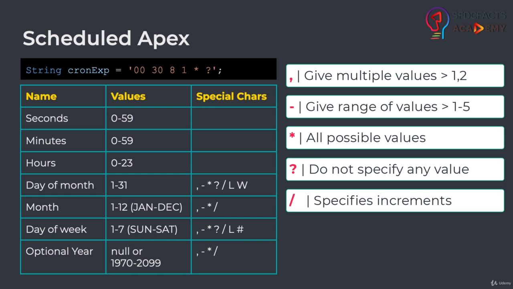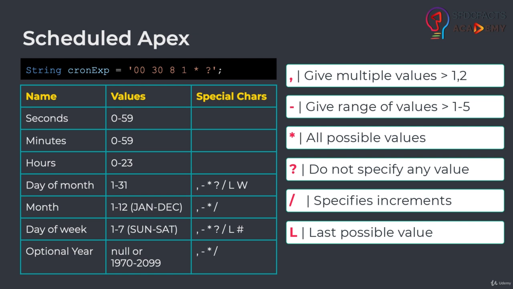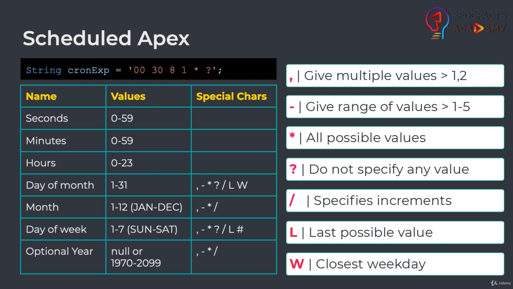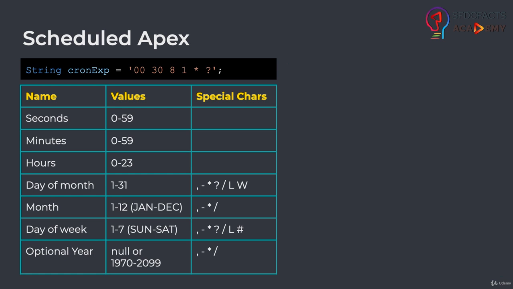There are two more special characters called L and W. The L means the last possible value. So in case of day of month, it will be the last day of the month. And W means the closest weekday. So let's say you run this job on the 2nd of every month, and if the 2nd falls on a weekend, then this job will execute on the next possible weekday.